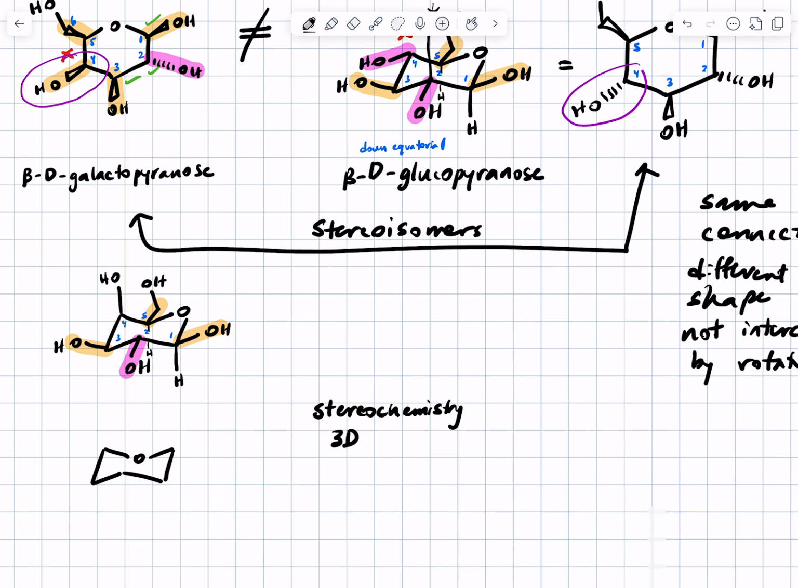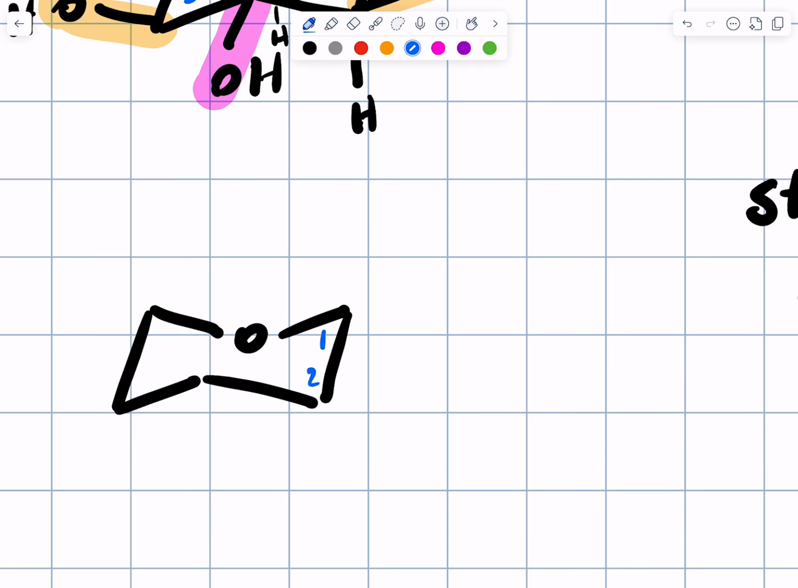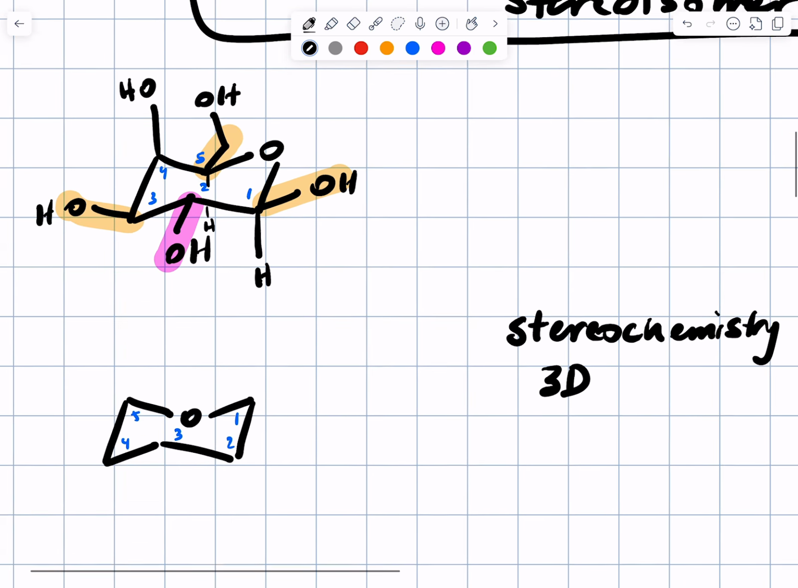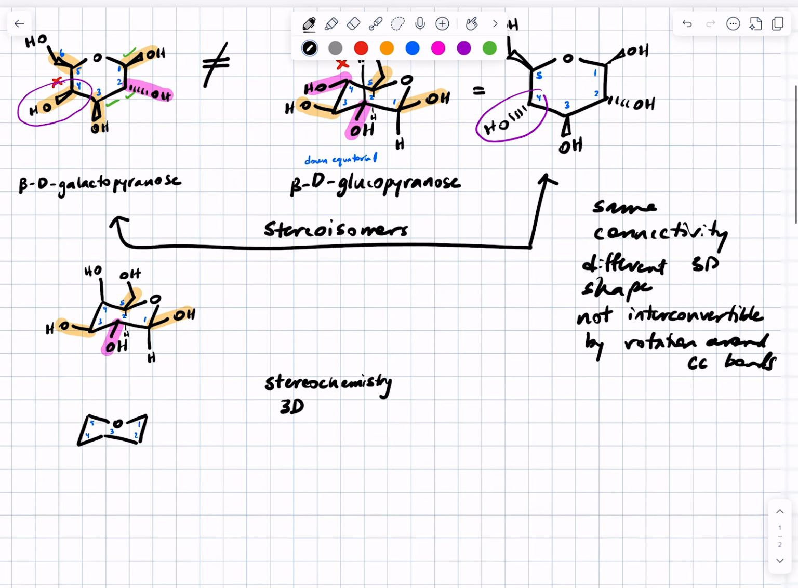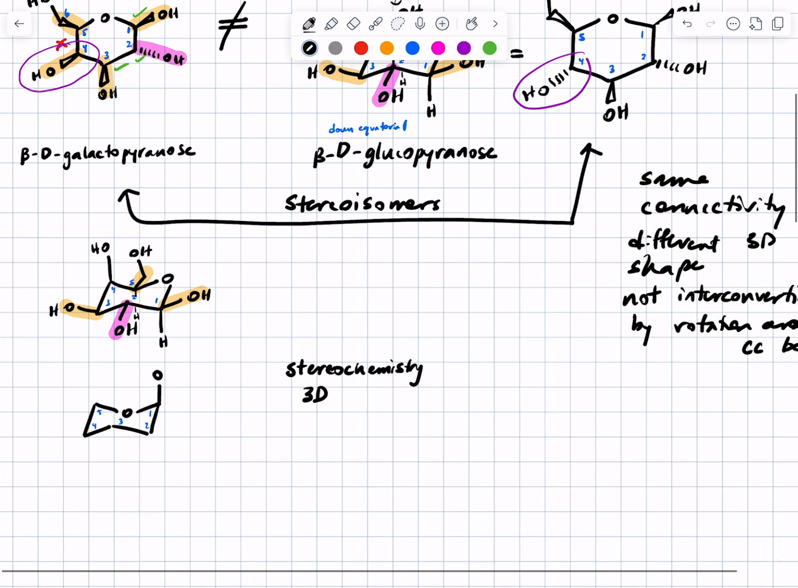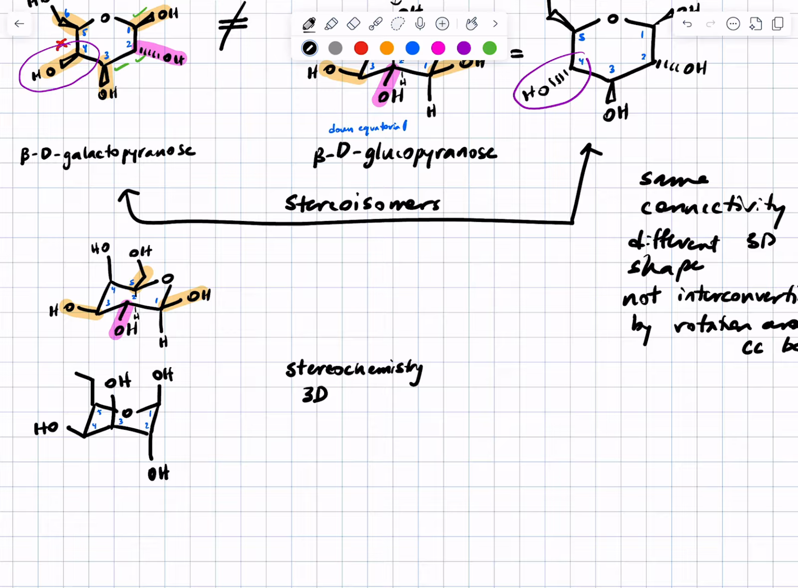Going around the ring, maybe it'll help to number the carbons of the ring. Carbon 1, the OH group would be up. Carbon 2, the OH group would be down. Carbon 3, the OH group would be up. Carbon 4, the OH group would be up. And then carbon 5, the hydroxymethyl group would be up.